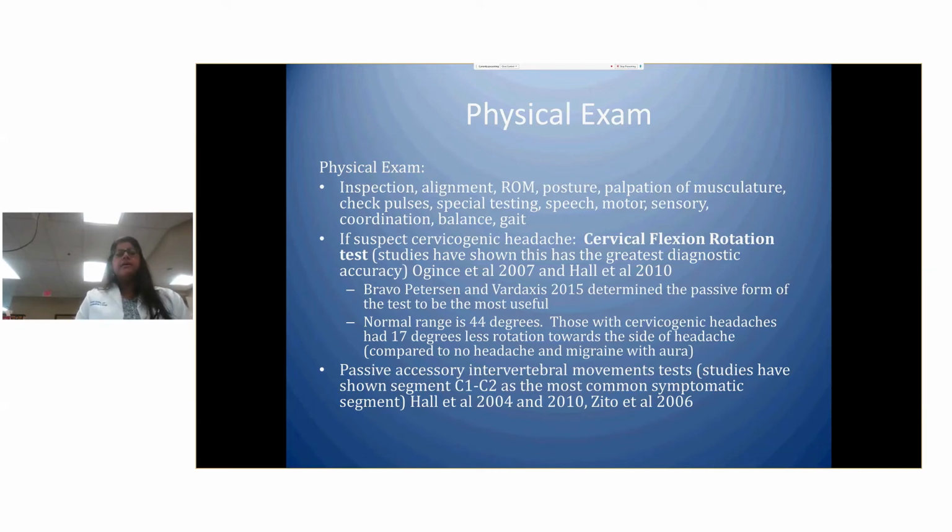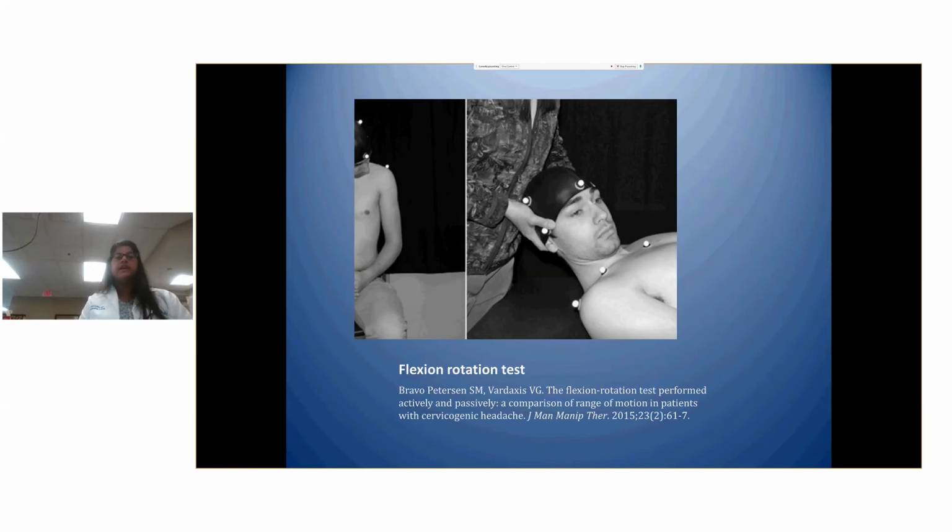Another physical exam which can be useful in cervicogenic headache is the passive accessory intervertebral movement test, where the segments are being mobilized to see if they induce pain. The studies have shown segments C1 and C2 are the most common and symptomatic, so that may be useful to do as well. The next slide is showing the passive flexion rotation test, which we talked about on the previous slide.